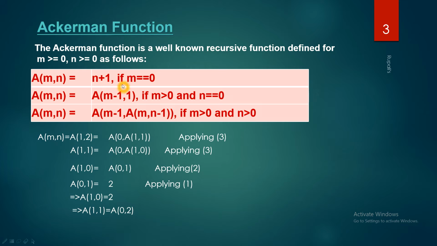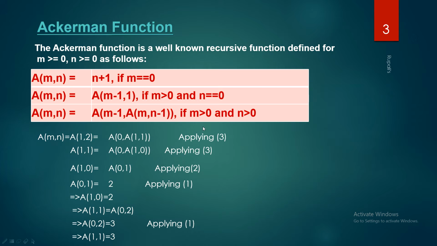Now what is the value of A(0,2)? Which rule can we apply? Here m equals 0, so you can apply the first rule. By applying rule 1, A(0,2) equals n plus 1, that is 2 plus 1, which is 3. So A(1,1) equals 3.